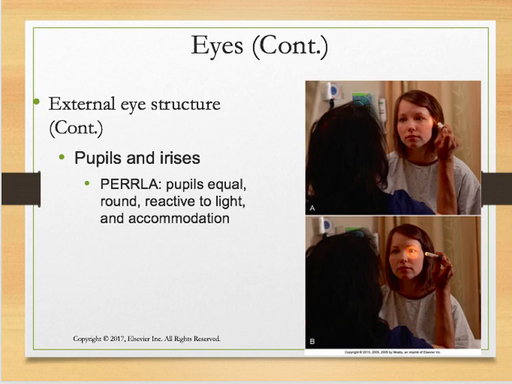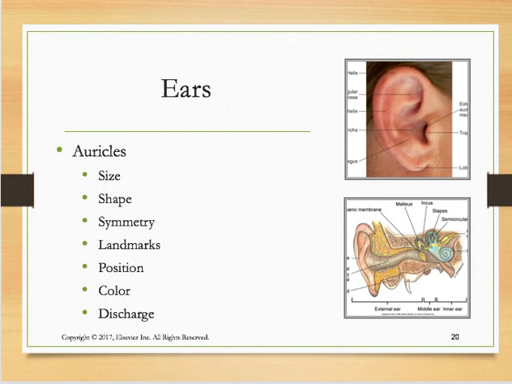And do they accommodate? If I take my finger, and you'll learn this in lab, and I touch the finger to my nose, and I bring it to you, and I bring it back, we should see your pupils get smaller and bigger. As my finger goes farther away from you, your pupils get bigger. As it goes closer, they get smaller. So pupils equal, round, react to light, and accommodate. PERLA, you need to know that by heart, okay? And you can read everything underneath it.